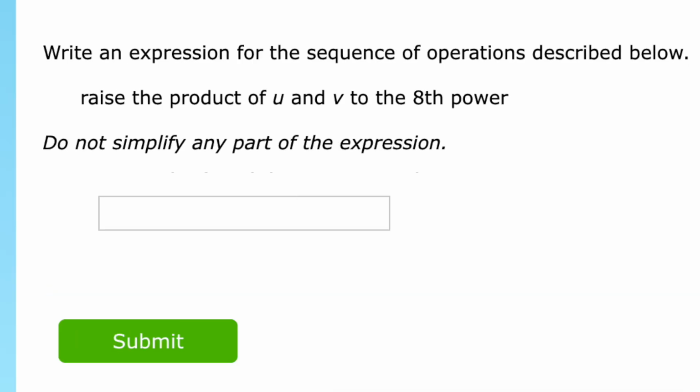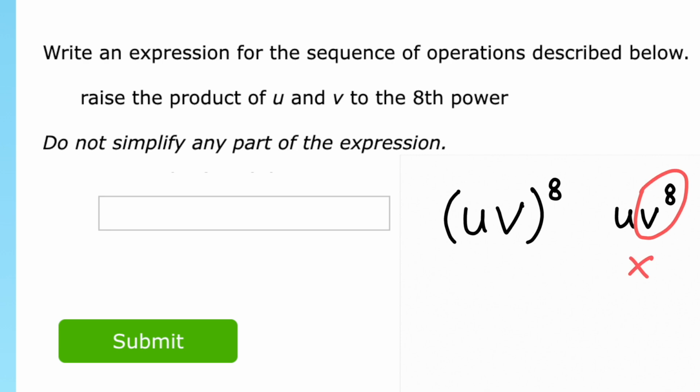Next, we have to raise the product of u and v to the 8th power. The word product implies multiply, and to show multiplying two variables, we could just put them next to each other. So we start with uv, and since we have to raise the answer of this multiplication to the 8th power, we need to use parentheses. Otherwise, just one of the variables would be raised to the 8th power.